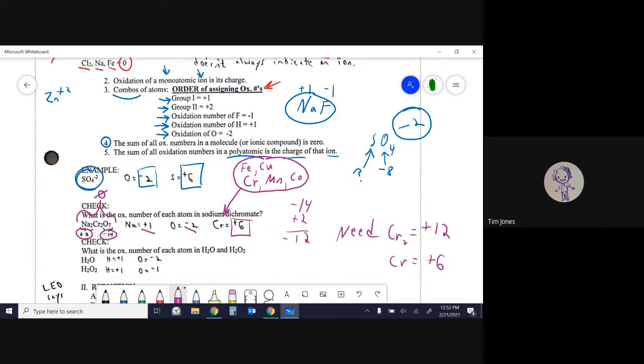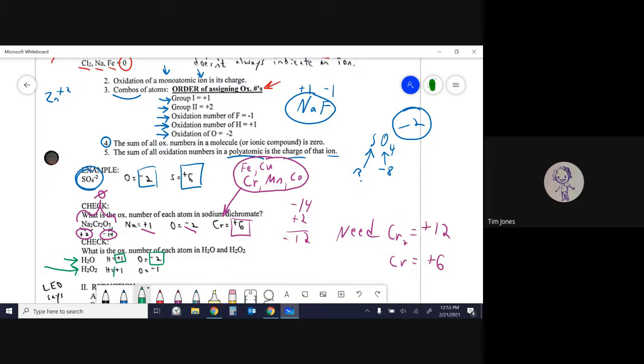Let's look at one that's a little less expected here. In the case of water, we go through the list, hydrogen's +1, no surprise. And oxygen ends up being -2, no surprise, and it works out. But if you look at H2O2, hydrogen peroxide, think about the name, peroxide, that's telling us there's something special with the oxygen. Otherwise, it would just be called hydrogen oxide like water.